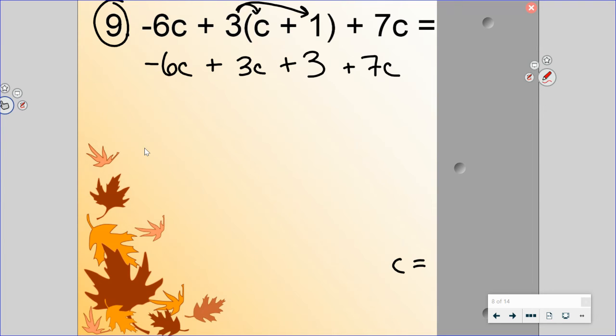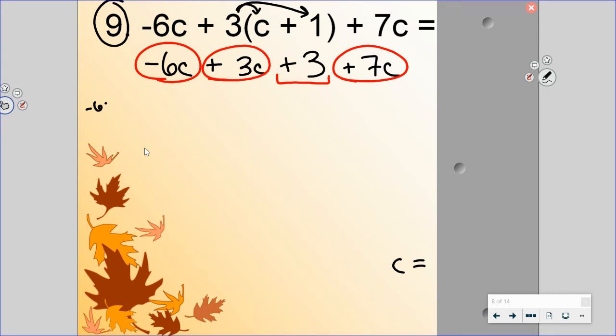Now, I feel like we got some more simplifying to do. So I'm going to look around for some like terms. I'm seeing some variable terms. I see one constant term. There's another variable term. Negative 6 C's plus 3 C's is negative 3 C's plus another 7 C's.